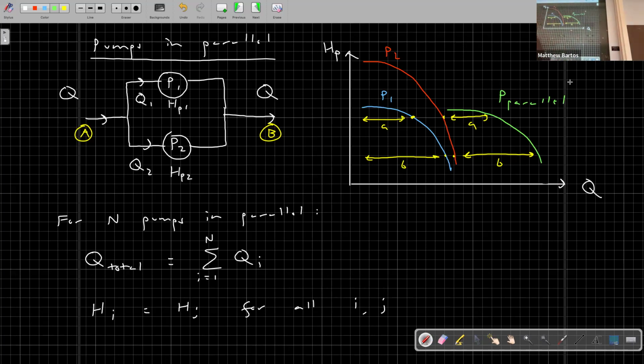And yeah, if you remember back to circuits, it's analogous to how current and voltage behaved in circuits, with voltage being analogous to the head, and current being analogous to the flow rate.